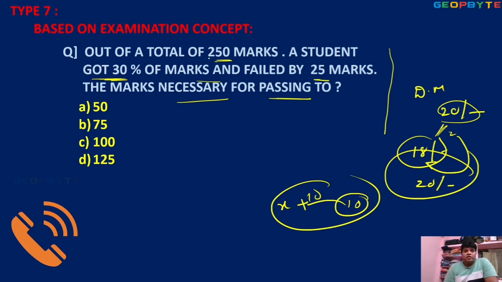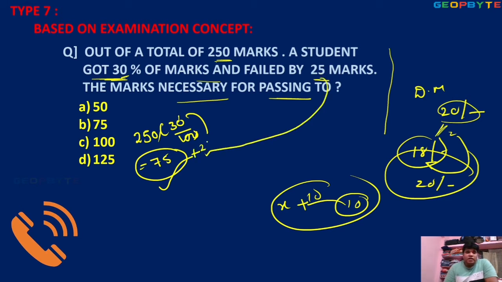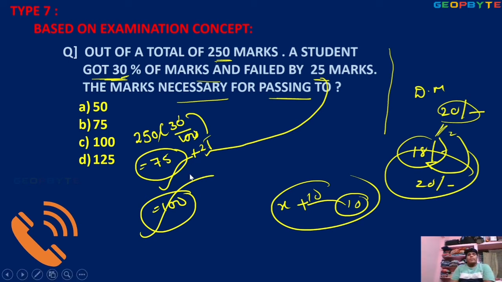Okay, look. Out of the 250 marks, a student got 30%. So first of all, in 250, 30%. 30 by 100, the zeros cancel. 3 times 25 is 75. So he is actually getting 75 marks and failed by 25. Failed by 25 means that 25 should be added to the 75. He gets 100. Okay, that is the pass mark. Okay students, got it? So what is the option? Option C is the answer.